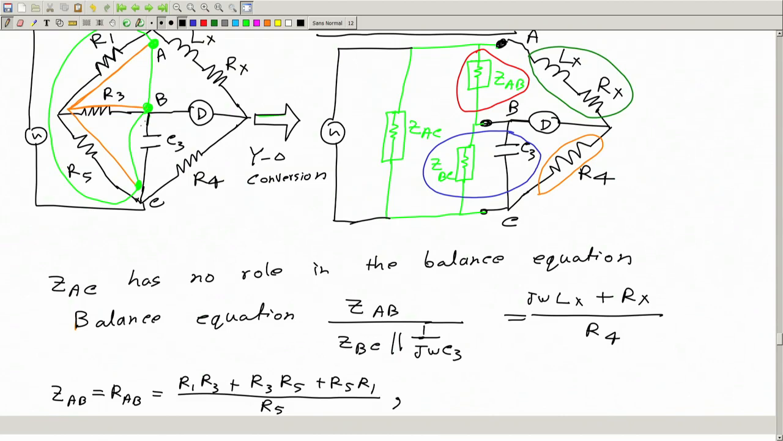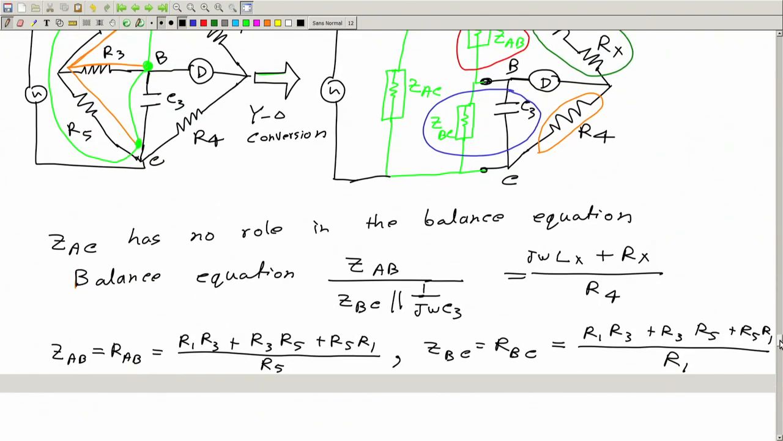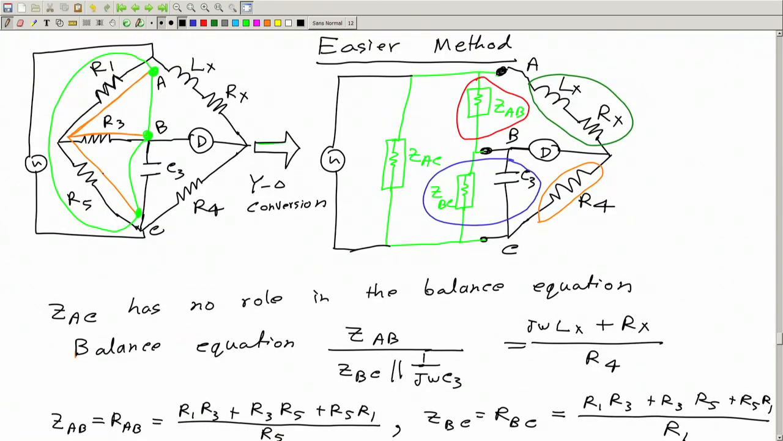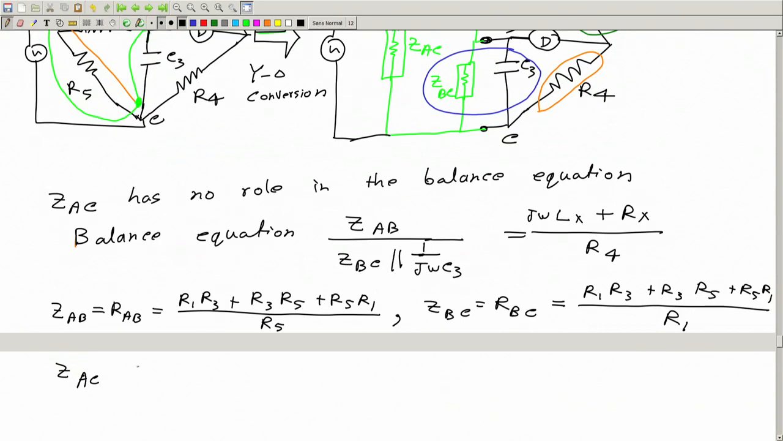Similarly, this branch, which is ZBC, or you can write this as RBC because this is going to be resistance. So, this will be this product R1 R3, R3 R5, R5 R1 whole divided by the opposite arm to this, and the opposite one in this case is R1. This R1 is not connected to B or C. Okay. So, this is the opposite one. So, this is the formula, and ZCA you can also find this way, but this is not useful because it is not going to be in the balance equation at all. Okay. ZAC is not required.